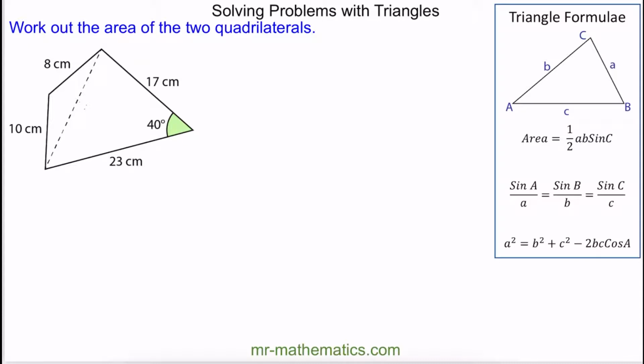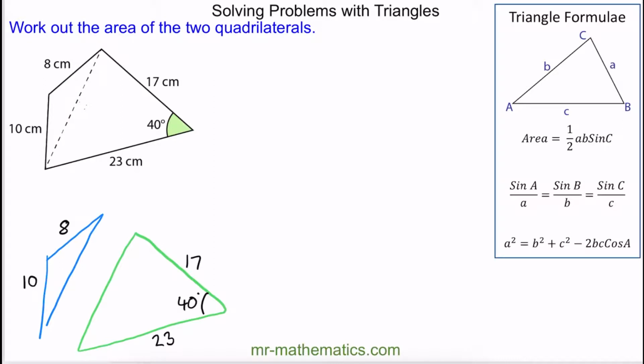Okay, let's move on to our second quadrilateral. So again, we've been asked to work out the area of this quadrilateral. And again, we're going to separate this into two triangles using our dashed line here. So we'll have a blue triangle and a green triangle. And I'll sketch these two out separately.